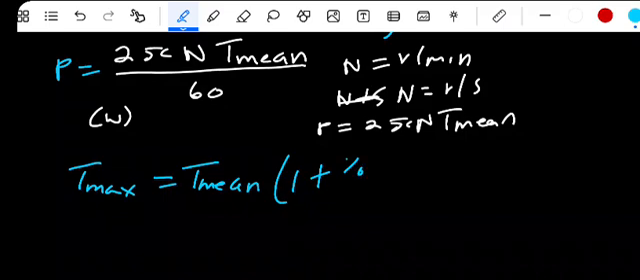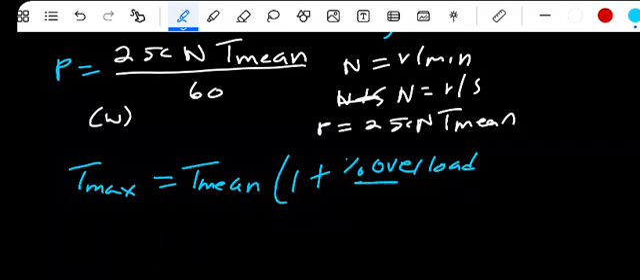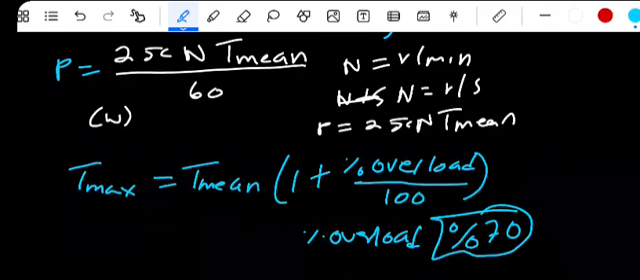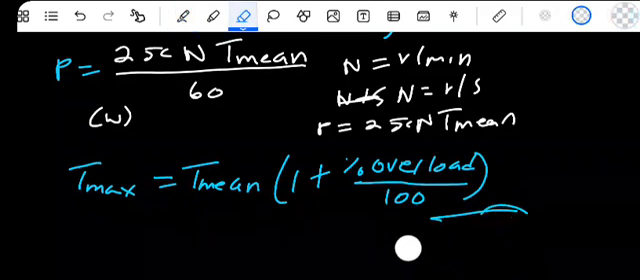divided by 100. You'll be given this percentage overload in percentage. So you will substitute there.